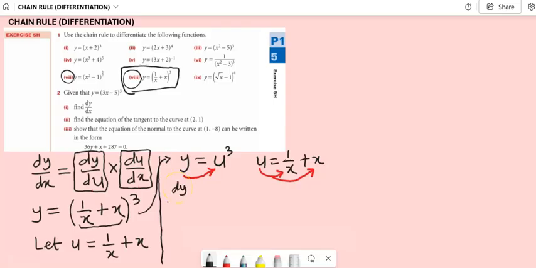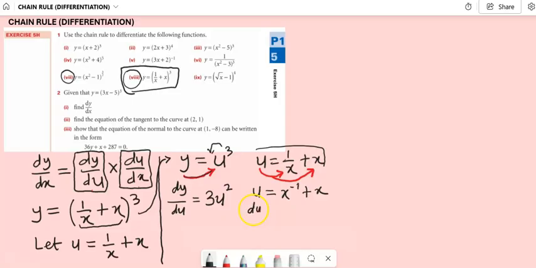My dy du, that means differentiate y with respect to u, will be equal to 3u raised to the power of 2. Don't forget that this will come down and you subtract 1 from this. So next step is to get my du dx. Before my du dx, let me rearrange my u. My u can be written as x raised to the power of -1, then plus x. Don't forget.